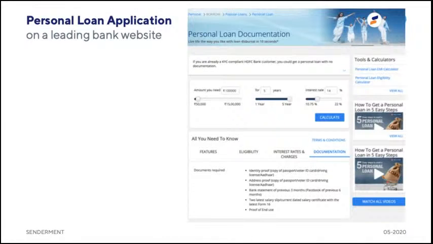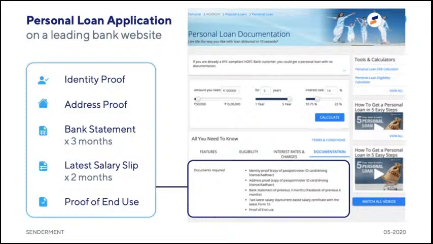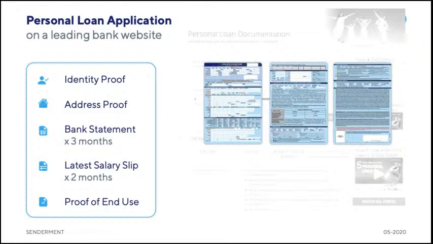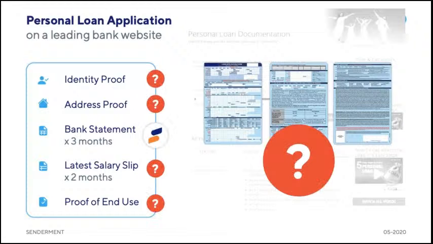This is a personal loan application page on a leading bank website. In addition to the loan information, it provides a list of documents, and to apply for this loan product, a user has to provide all the documents to the bank, and there is a loan application form which needs to be filled additionally. While the AA framework will allow the bank to collect users' savings account data, the bank still has to collect the other documents to process this file.